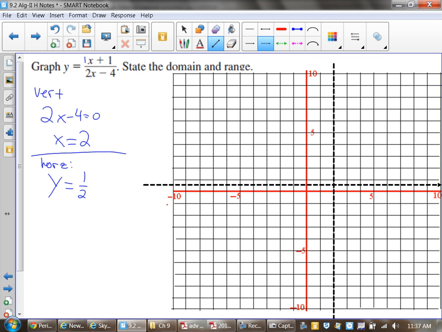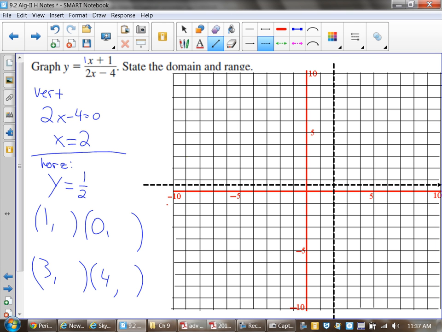Now it's just a matter of picking some points to substitute in. Again, pick 2 points to the right, 2 points to the left. 2 points to the left would be at 1 comma something, 0 comma something. 2 points to the right would be 3 and 4. Do you see how I'm just writing down my ordered pairs on both sides of the asymptote? Now all I have to do is some simple substitution.